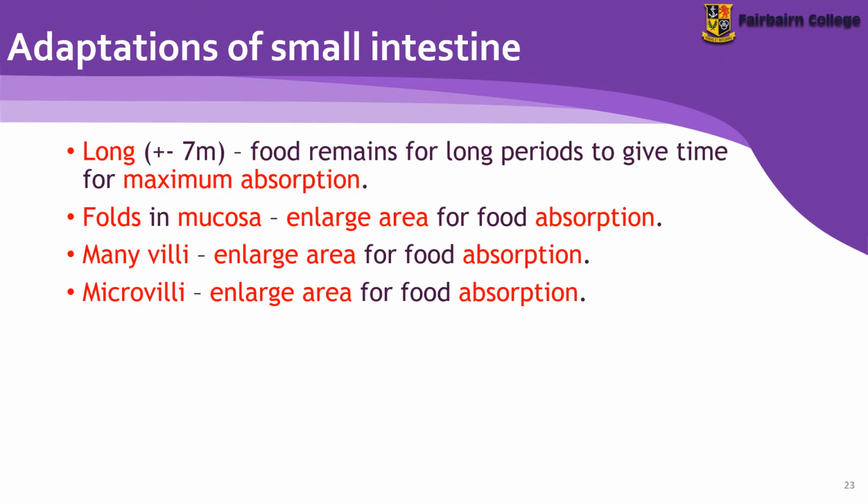So we've seen that the small intestine is specifically adapted to maximize absorption. We saw that the small intestine is long, plus minus 7 meters long, which ensures that the food remains inside of the small intestine for a long period of time to maximize the time for absorption. We also saw that the mucosa is folded, which increases the surface area for absorption, and similarly it has structures on the mucosal layer called villi, which further increase the surface area, and those villi are lined with epithelial cells which have microvilli, which further increase the area for absorption. So all of this ensures that the maximum amount of nutrients are absorbed while inside of the small intestine.